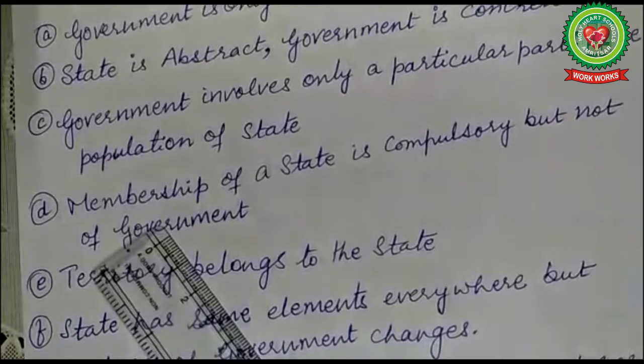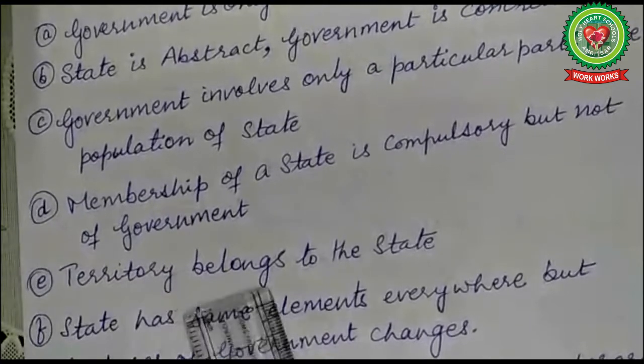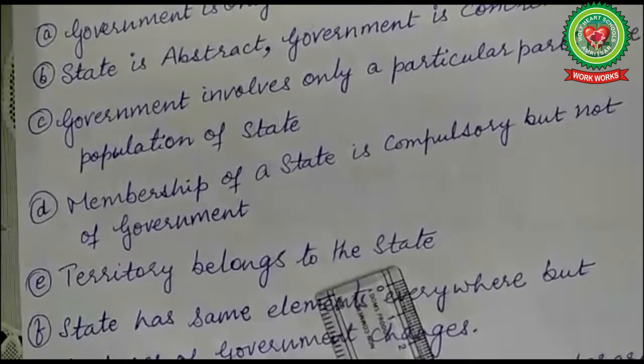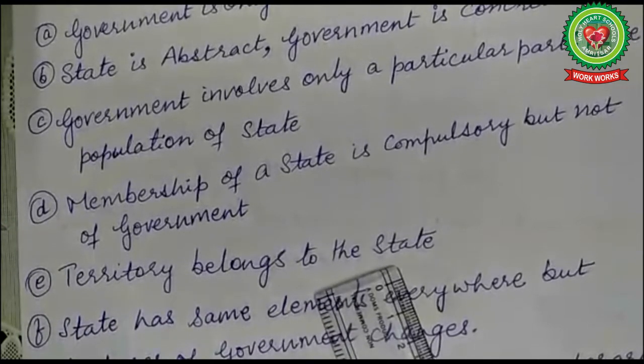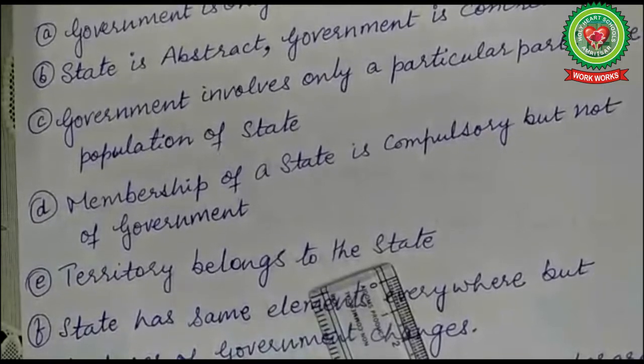Students, we are doing the difference between the state and the government. My next point is territory belongs to the state. The state has sovereign ownership over its territory. As you know, government is just an agency. So the government has the responsibility to preserve, protect and defend the territory of the state.